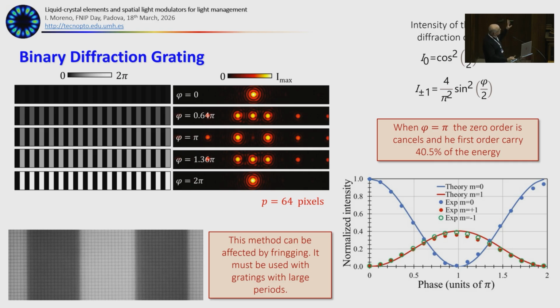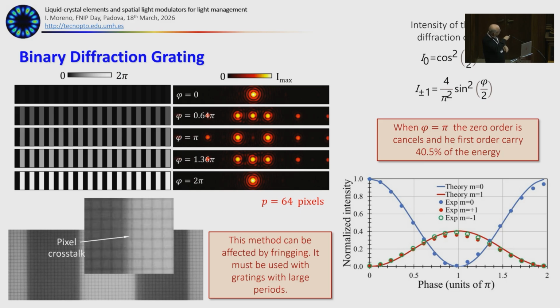However, this image also helps me to illustrate one of the problems that these devices are facing nowadays, which is what we call fringing that causes pixel crosstalk. If we enlarge a little bit the border here between the bright and the dark regions, you can see one column where it's not completely dark, it's not completely bright. And this is a pixel crosstalk that happens because the voltage that you apply to one pixel affects the neighbor pixel. This is called the fringing effect.